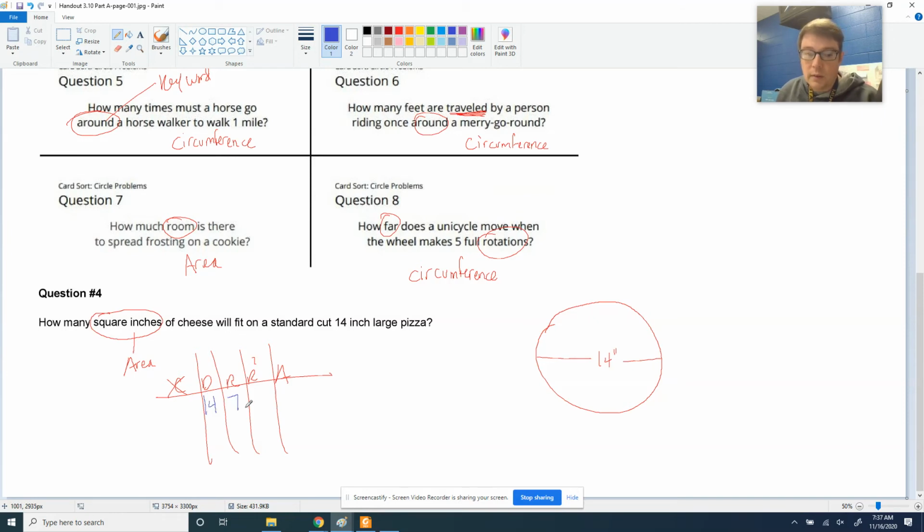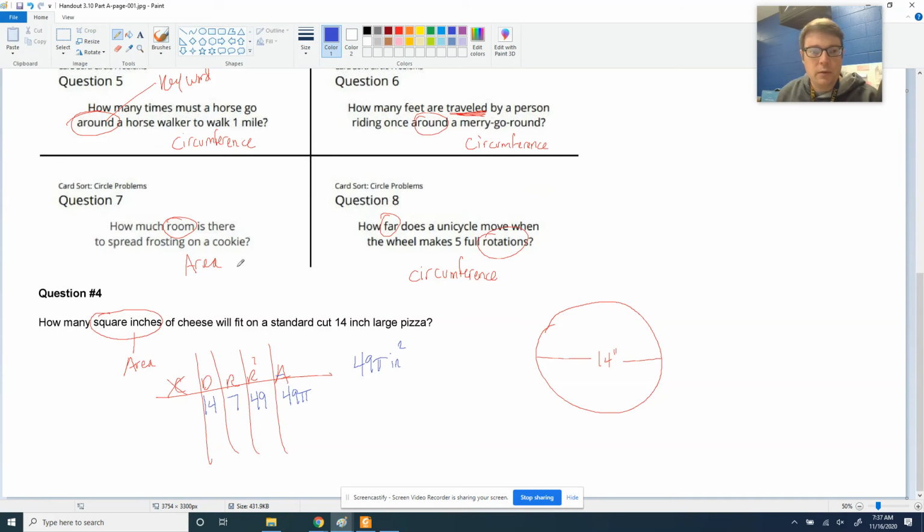So setting up our table here, we know the diameter is 14. We know the radius is 7. We know the radius squared is 49. And that the area is 49 times pi, because that's the relationship that we have in this table. We've done that. I'm not going to go over that again in this video. 49 pi is our area, and these are inches squared. So 49 pi inches squared is the area of the full pizza.